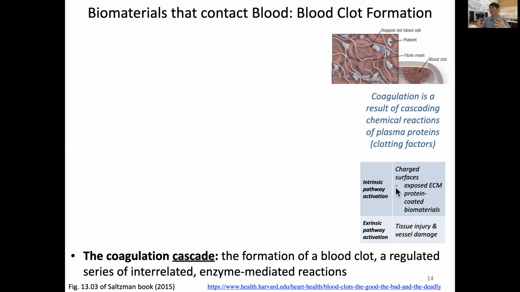From a biomaterial point of view, for biomaterials in direct contact with the blood, it's known that proteins first adsorb. They cover the biomaterial, and that protein coating is likely to cause the intrinsic pathway of blood clotting. So that is a big risk. The other, the extrinsic pathway, is activated by tissue injury and resulting vessel damage. Then we have a risk of losing blood and bleeding, so the extrinsic pathway is activated and starts blood clotting.